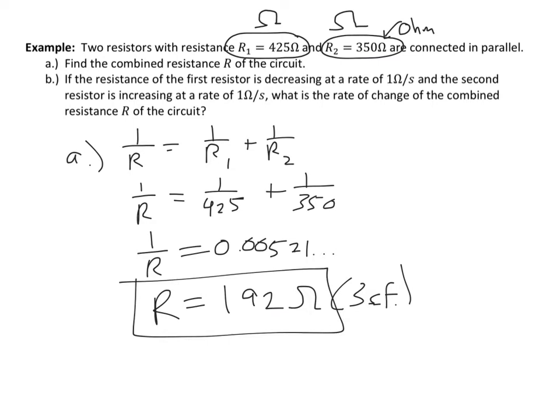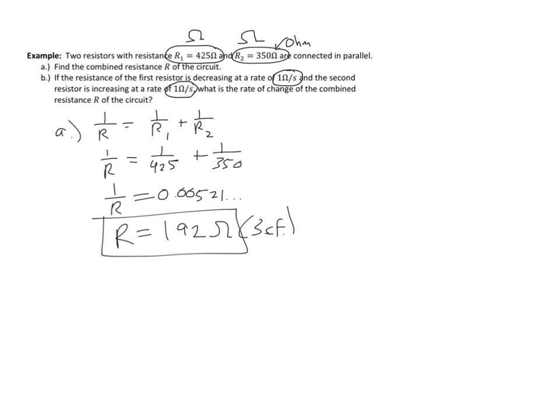Now, the problem says if the resistance of the first resistor is decreasing at this rate, and the second resistor is increasing at this rate, what is the rate of change of the combined resistance of the circuit? In order to do this, I'm going to need to take my relationship, 1 over R. Man, I keep doing that. It's not plus, it's equals. Equals 1 over R1 plus 1 over R2.